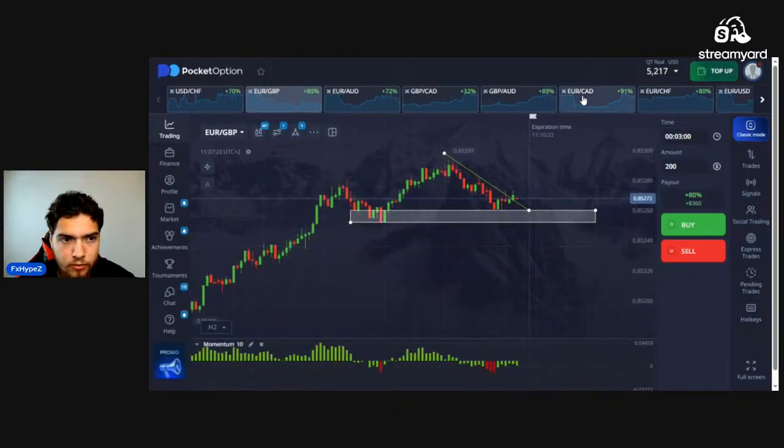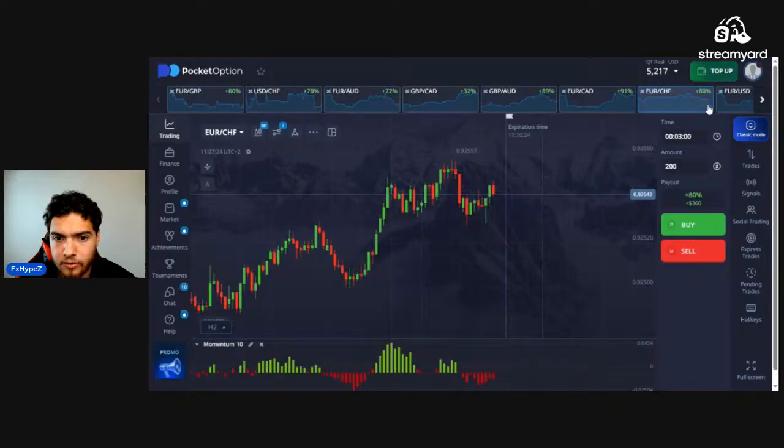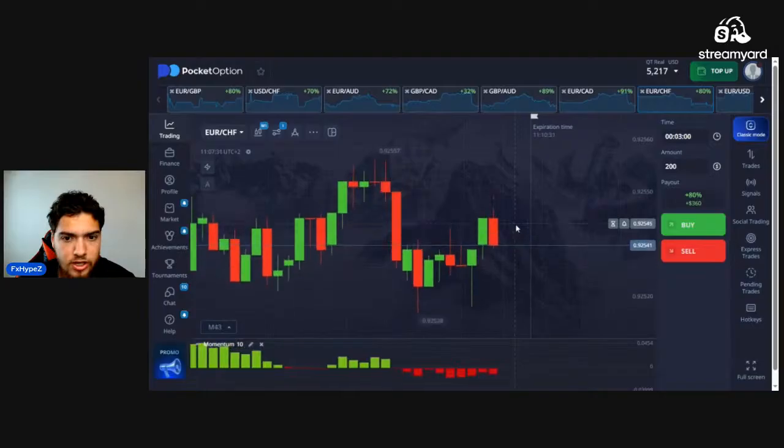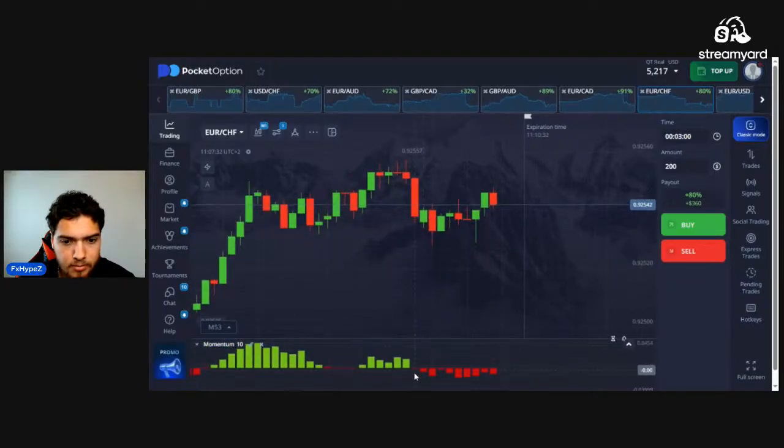Okay, I'm going to move on from this one for now. We'll see what other setups we can find in the meantime. Okay, so Euro CHF looking pretty good to me. Momentum is red. We're below the 0 level.